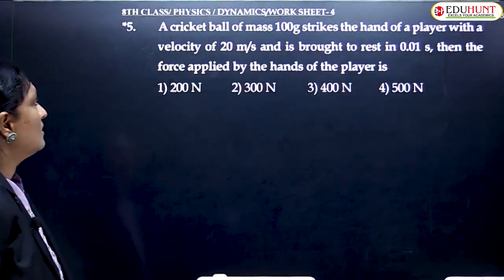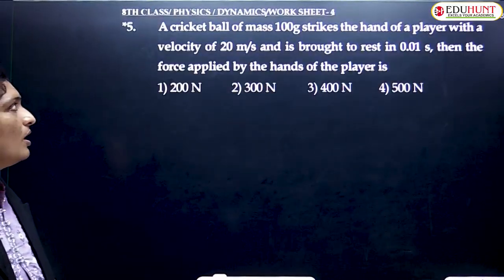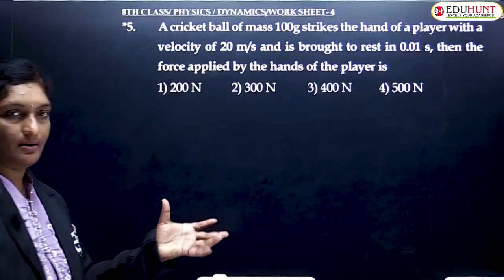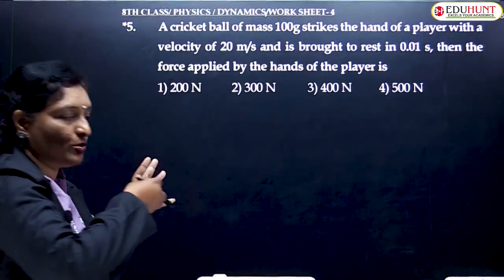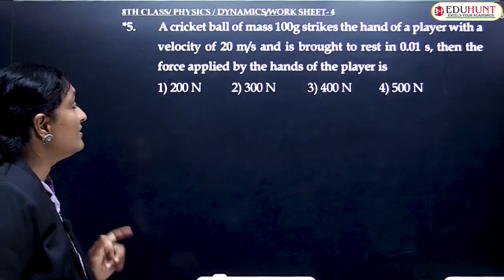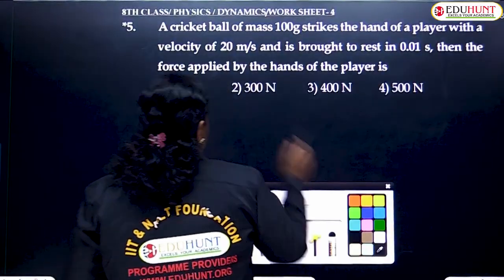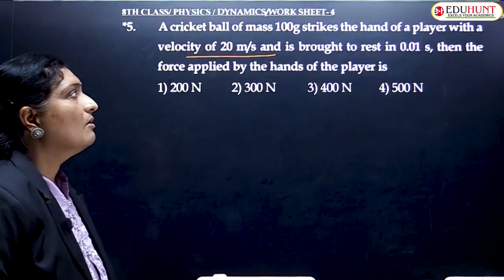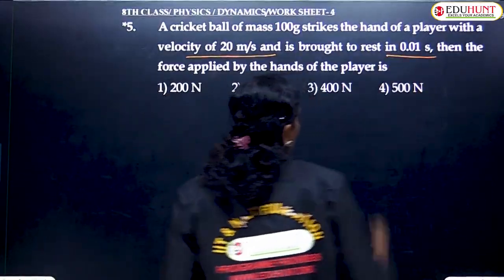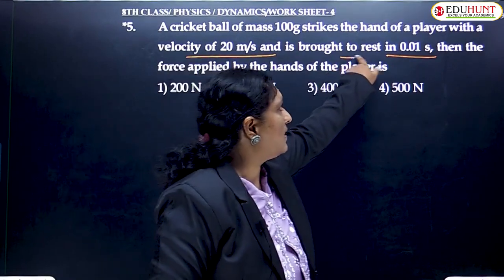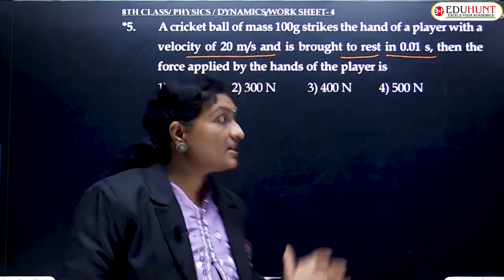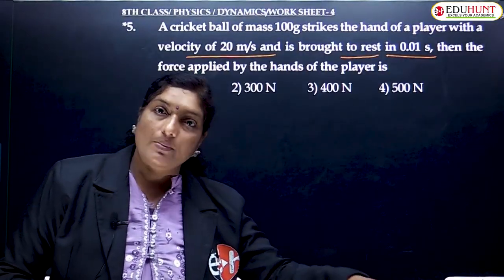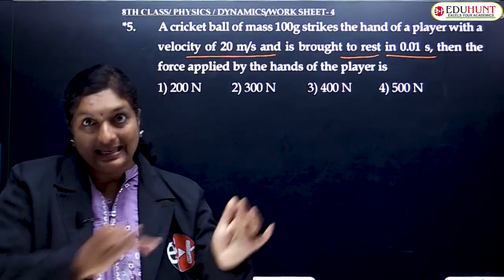Moving ahead. Question number 5. A cricket ball of mass 100 grams strikes the hand of a player. The ball is approaching the hand of the player with a velocity of 20 meter per second and brought to rest in 0.01 second. Here brought to rest. So one more velocity was given. So initial velocity was 20 meter per second. Final velocity was how much? Rest, that is 0. So this has been decelerated.